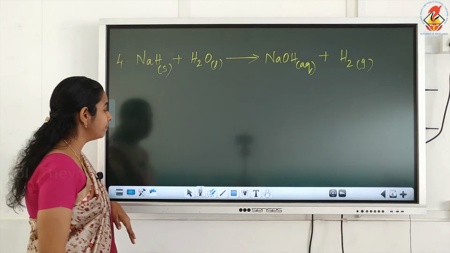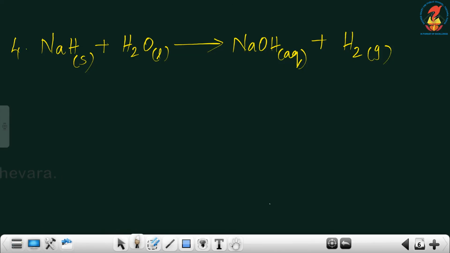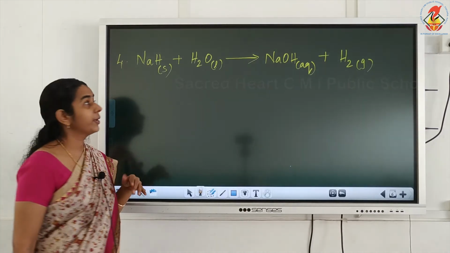Now the last example given. So here also another equation is given. We have to show that it is a redox reaction based on oxidation number. When we get such an equation, the first thing is to assign the oxidation state or oxidation number of each and every atom or element given in the equation.